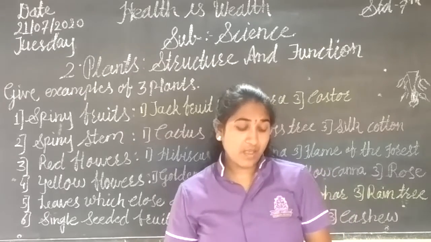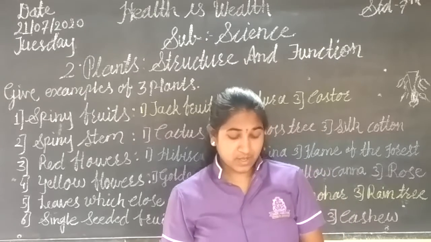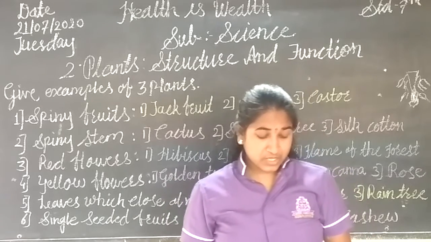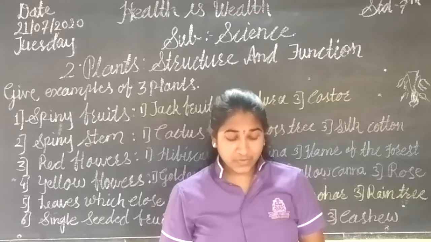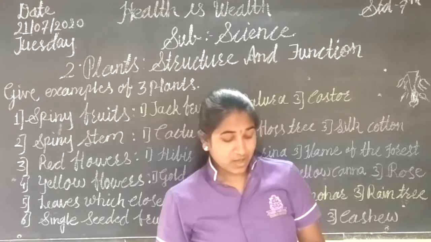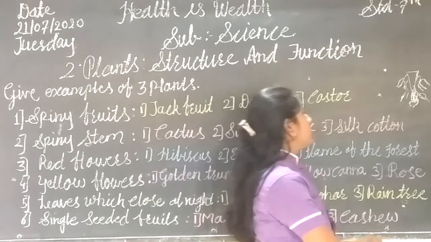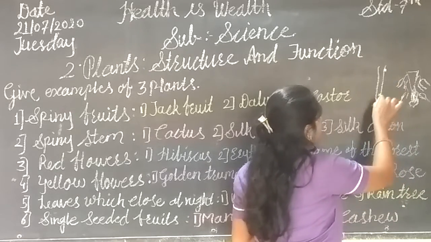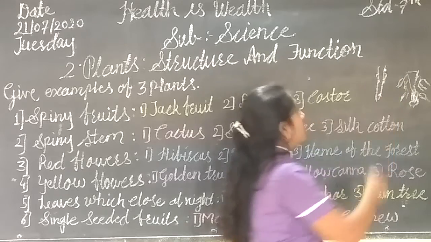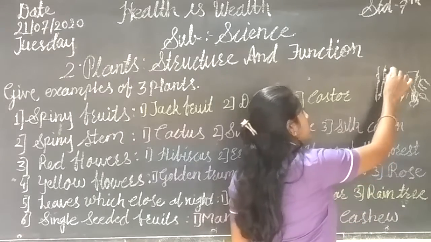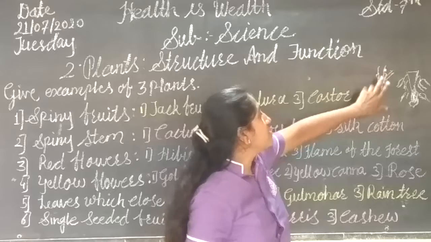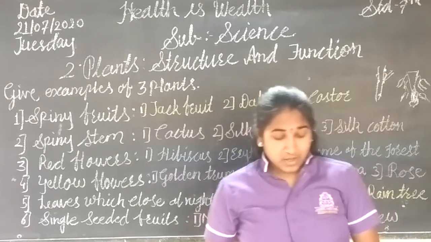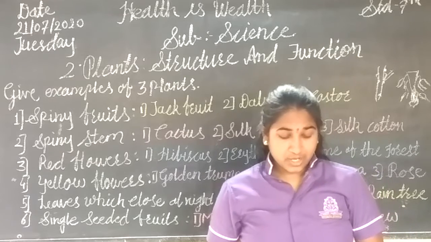Then see, there are different types of leaves also. What are the leaves? The leaves arise from the nodes on a stem. We already learned how the leaves come like this from the nodes. The leaves arise from the nodes on a stem.